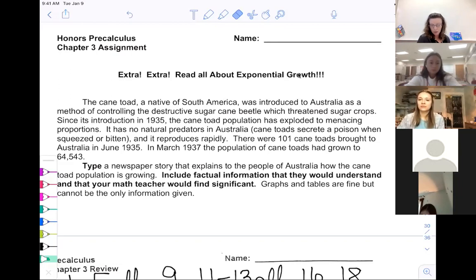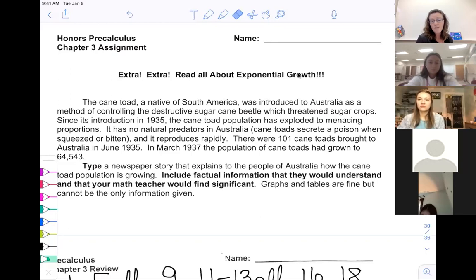So when it was introduced in June of 1935, they brought over 101 toads. Not even 2 years later, so 101 toads in June 1935, in March of 1937 there were 64,543 toads. And that was in, like, a 20-month period, 21-month period.